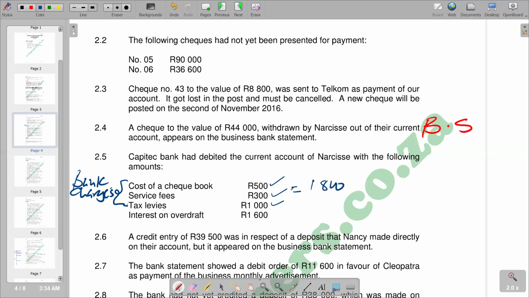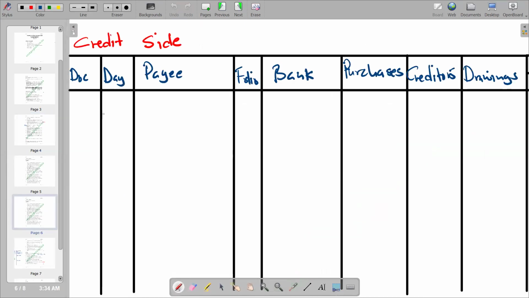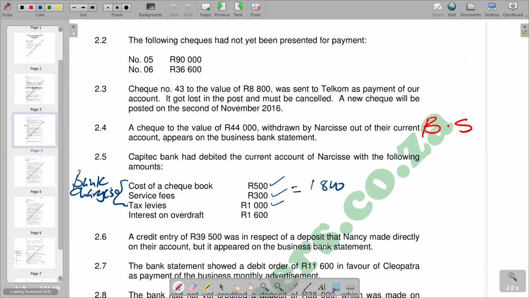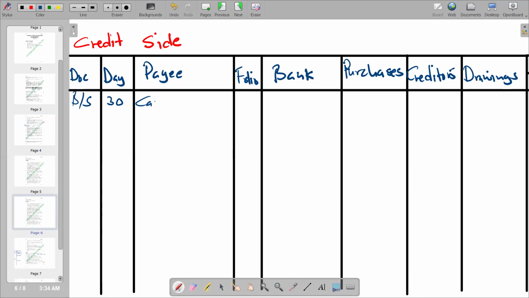So you can start by entering the bank charges, whereby obviously they should be on the credit side. So these are credit sides. You see, our document obviously is the bank statement. And the day is the last day of the month, which is 30. On the payee, if you refer back, you would see that this was paid to Capitec Bank. And the amount we've calculated is 1,800.